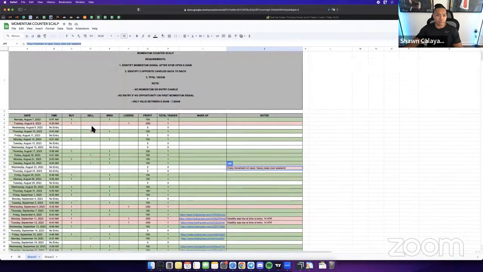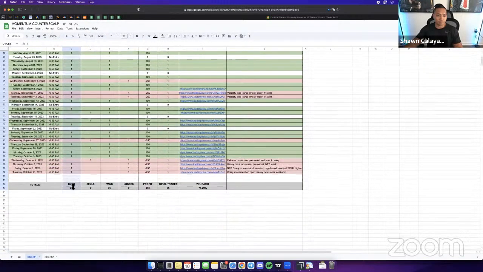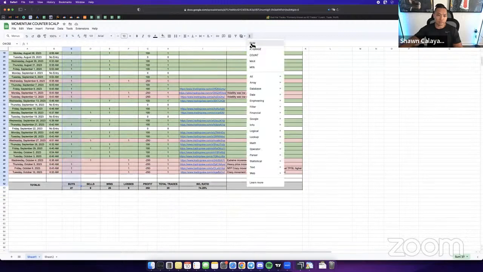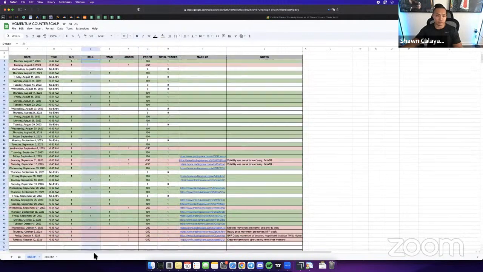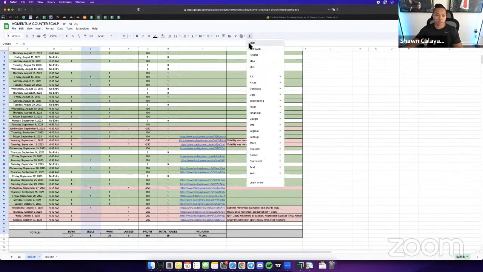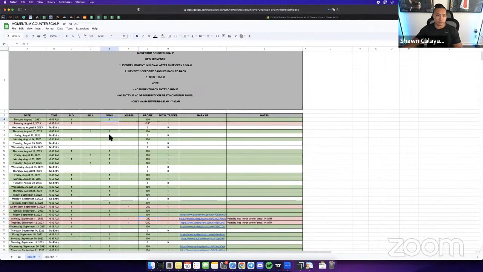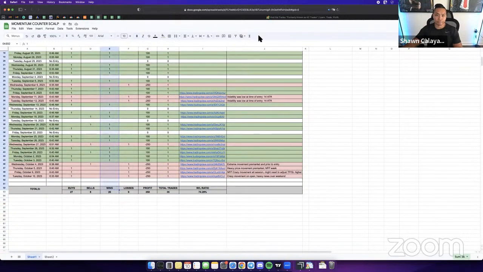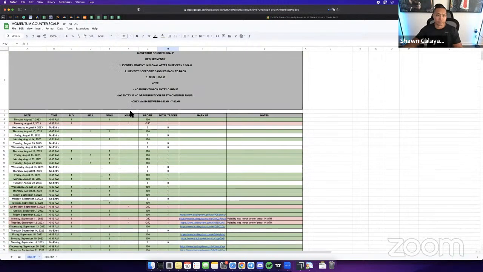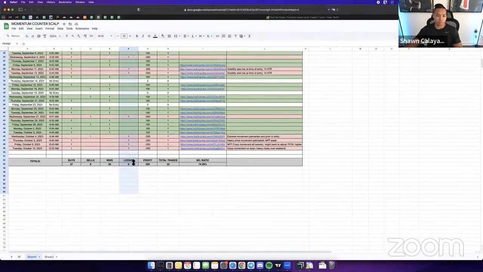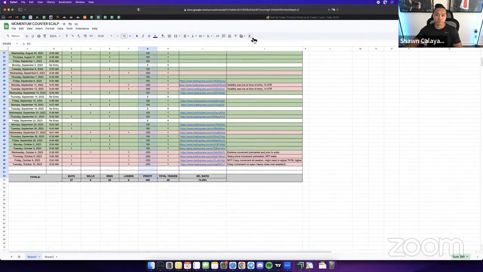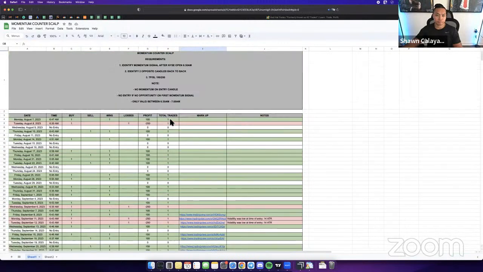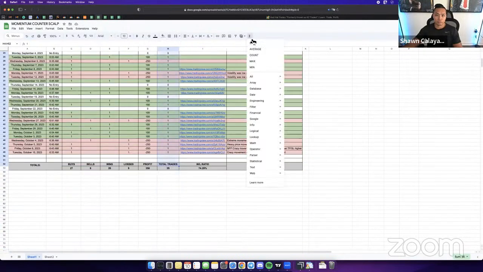Here is the momentum counter scalp. Now that we have so many entries here, I might have to make some adjustments to split these up by month. I think everything's good here for the most part.